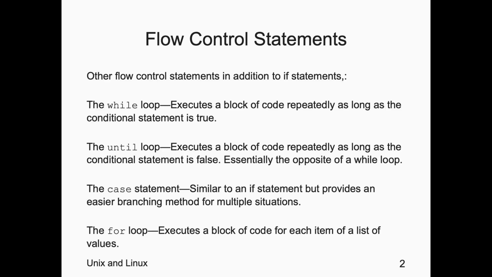Just as a refresher, we have these flow control statements. So we've got the while loop, which executes code repeatedly as long as a certain condition is true. The until loop, which is the opposite of the while loop, so it runs as long as the condition is false. And we have the for loop, which simply executes a block of code for each item in a list of values. And we have this case statement, which is the focus of this part of the video.